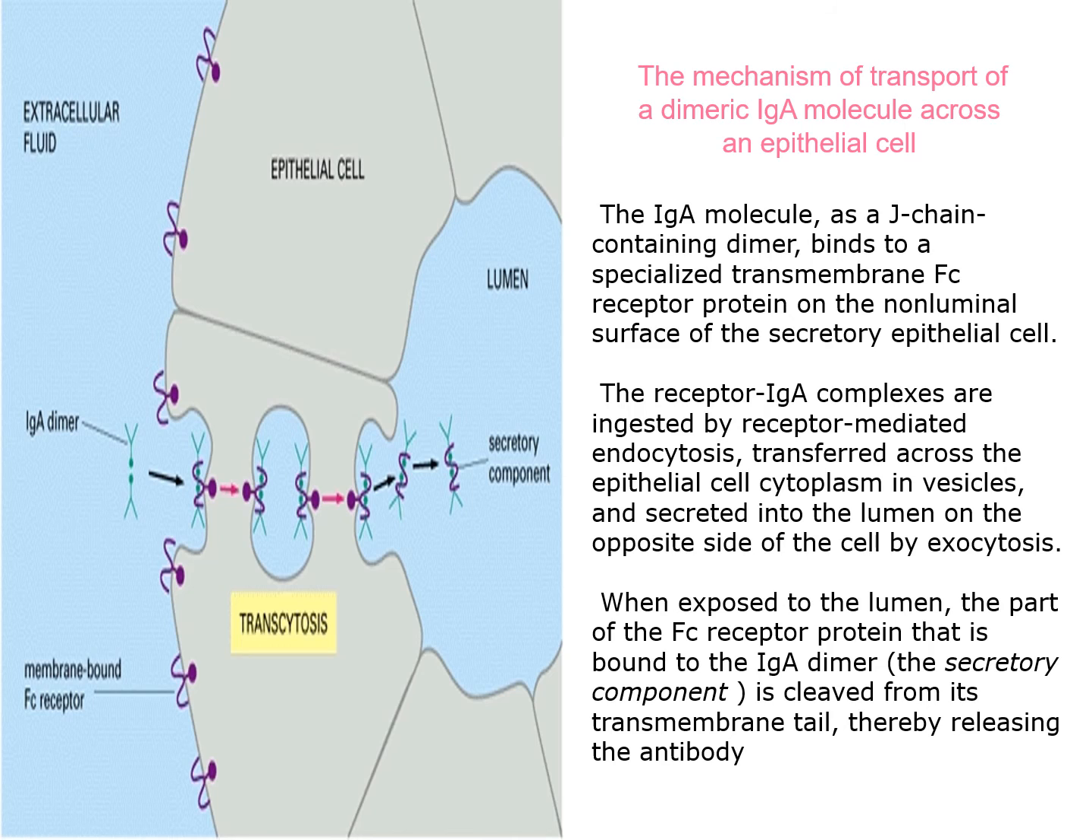In extracellular fluid, we find immunoglobulin A dimer associated with both J chain and secretory component. Secretory component facilitates the transepithelial passage of the immunoglobulin A, and when it reaches the lumen, immunoglobulin A is separated from its secretory component.